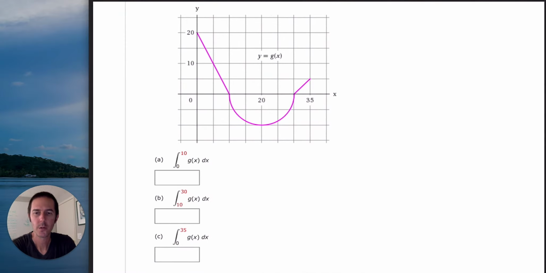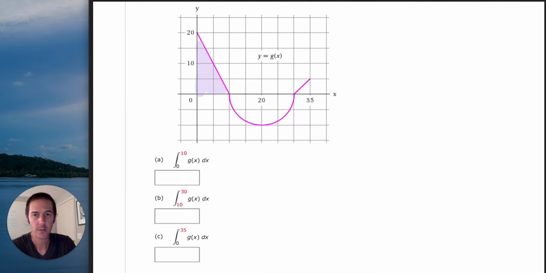So this first integral goes from 0 to 10. We're integrating from 0 to 10. Those are your limits of integration. The integrand is the g function. And from 0 to 10, if we look at our graph, what we're really being asked for is the area under the curve down to the positive x-axis. And since we have been given a diagram for this entire curve, or at least the interval that goes from 0 to 35, we can find the area under the curve simply by using geometry.